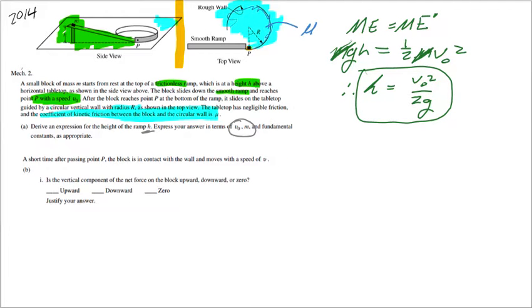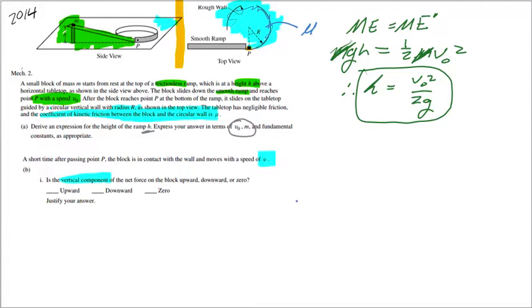All right, now this is where it gets a little bit weird. Okay, you got it. This is where you really have to read the question. After a short time passing point P, the block is in contact with the wall. So now we're over here in this blue section and it moves with a speed of v. We got a new factor in here, so look at this very carefully. B, part 1, is the vertical component of the net force on the block upward, downward, or 0.